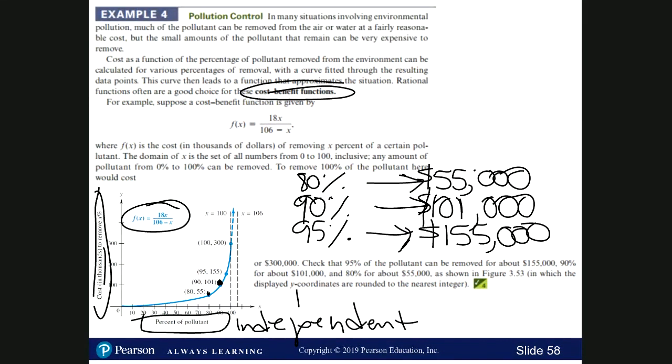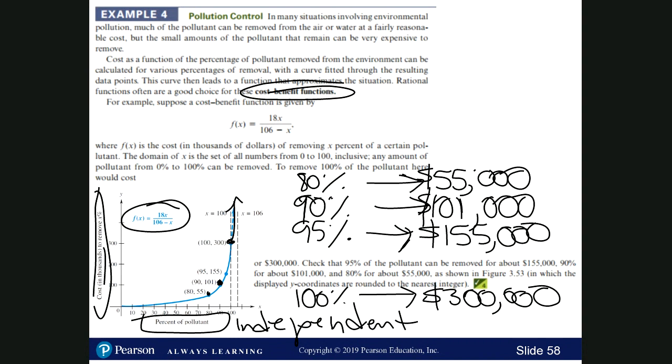Now, if we were to set a goal to remove 100% of that pollutant, then the price will jump to $300,000. And that is just how weird these rational functions behave. They grow rapidly or they decrease rapidly. In fact, next chapter, which is exponential and logarithmic functions, we will cover some that do the same. They decrease or increase pretty fast, and they do actually have those asymptotes that we've been discussing with rationals.